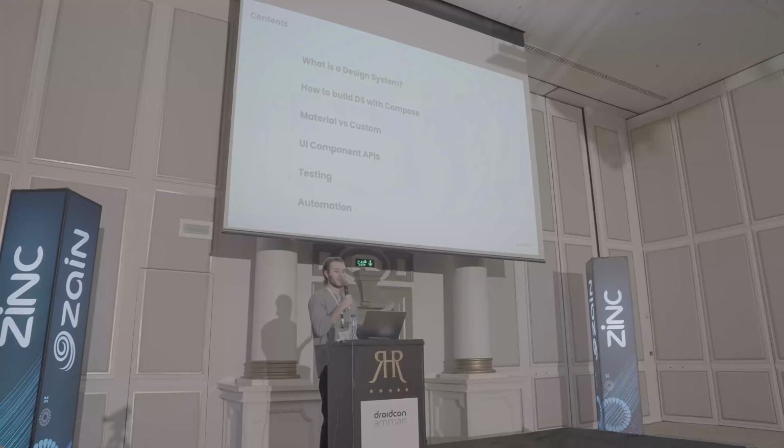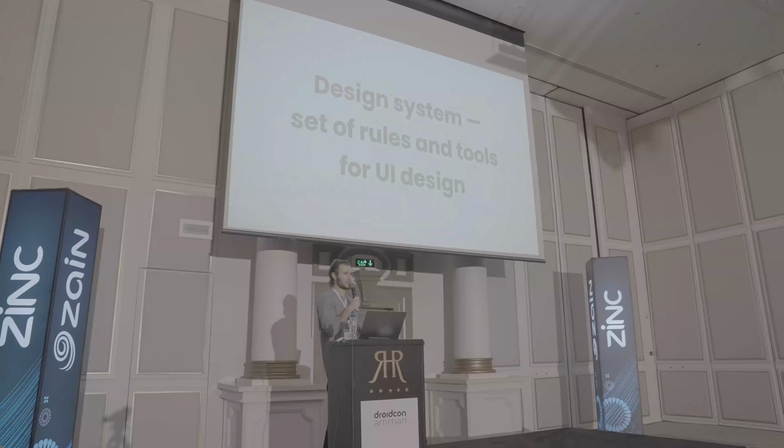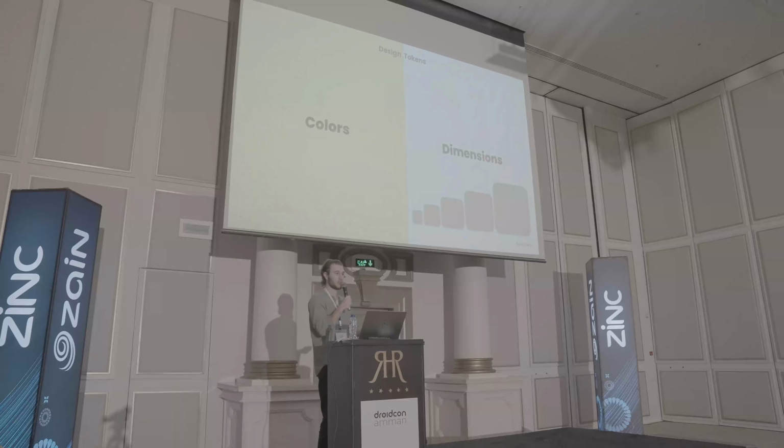So, what is a design system? Basically, a design system is just a set of rules and tools that help you design your application UI. It organizes everything, makes some restrictions, some limitations, but at the same time, it makes everything consistent. Usually, the main parts of design systems are tokens. Basically, every single property of your UI is defined by a token. Most of the main use cases are colors and sizes, like corner radius, spacing, padding, etc.